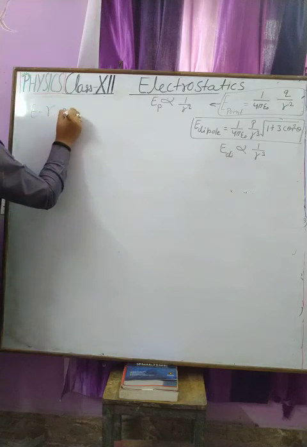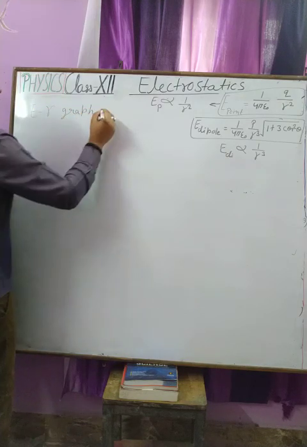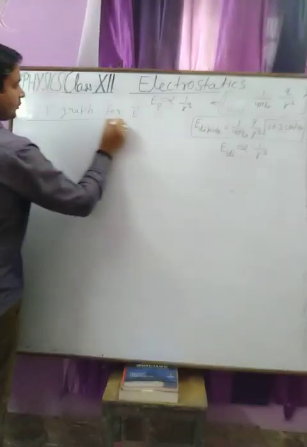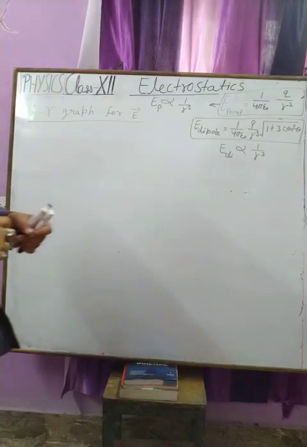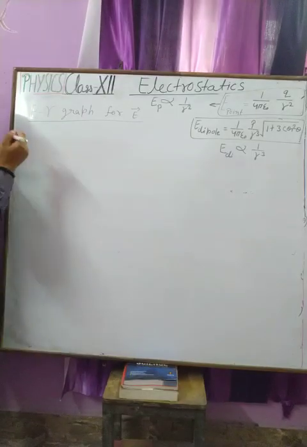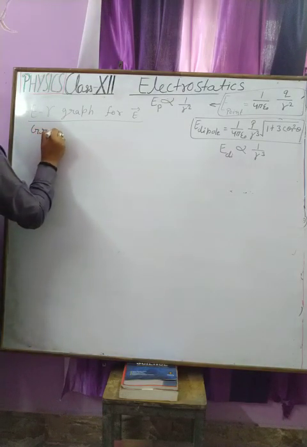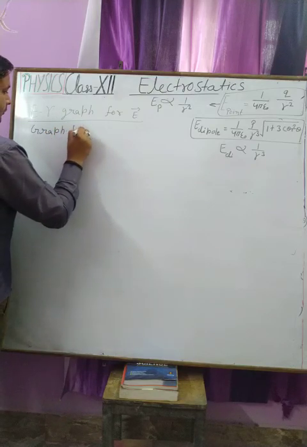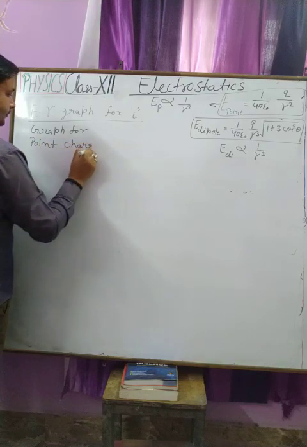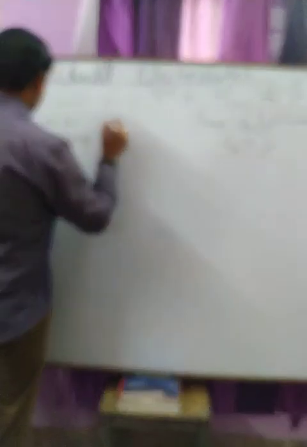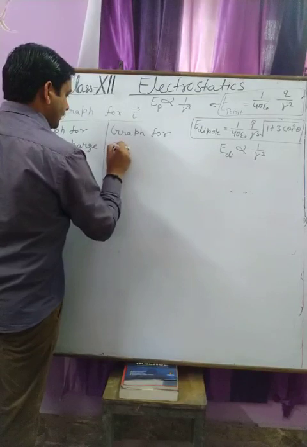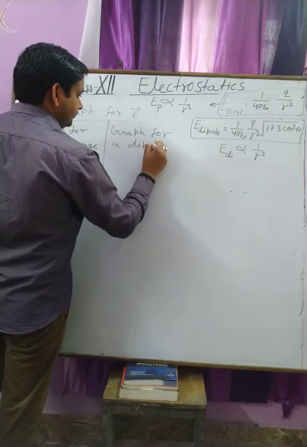So the ER graph for electric field, also called the electric field versus distance graph, for a point charge and for a dipole.